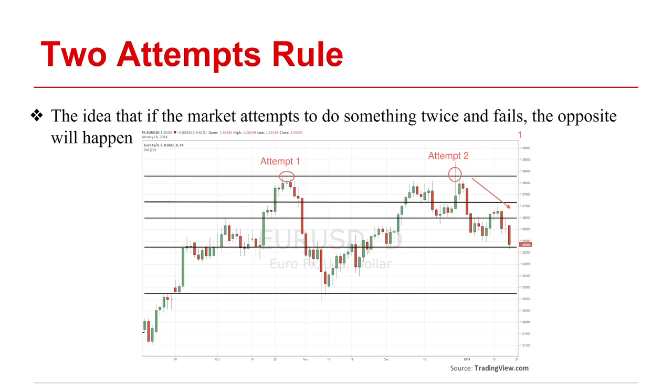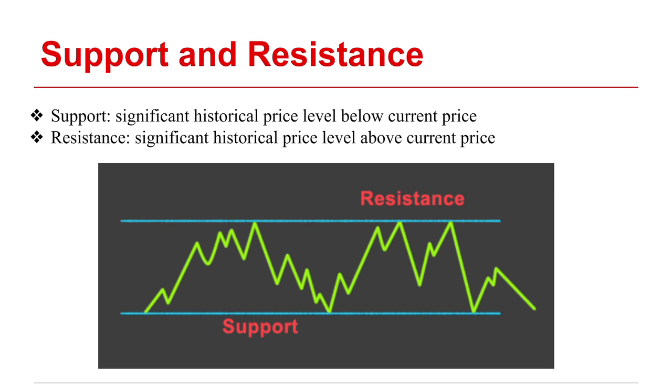Another popular concept is the two attempts rule, which is basically the idea that if the market tries to do something twice and fails both times, then the opposite will happen. So if the market is testing a new high and it tests this new high twice without breaking through, after the second time it may result in a dramatic fall in price.